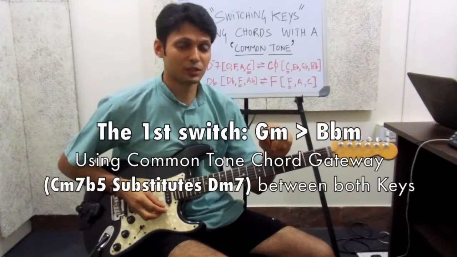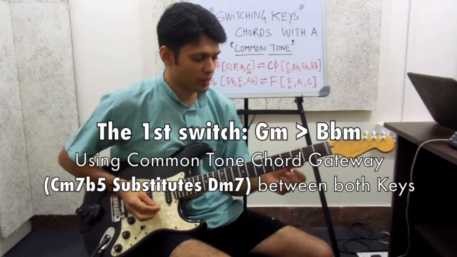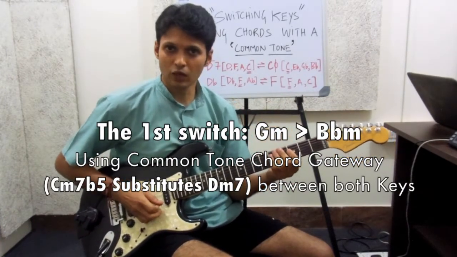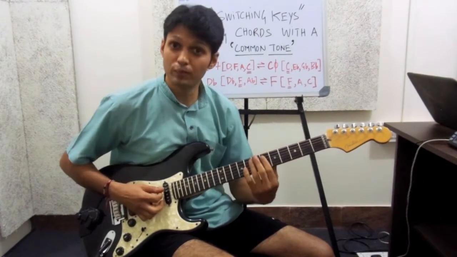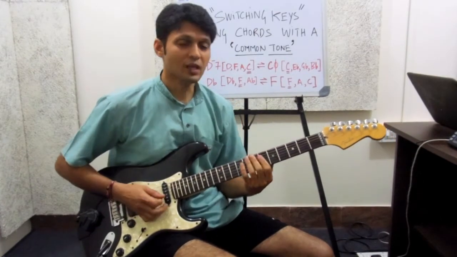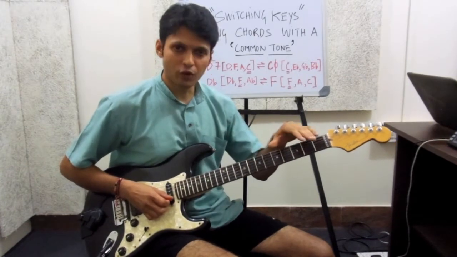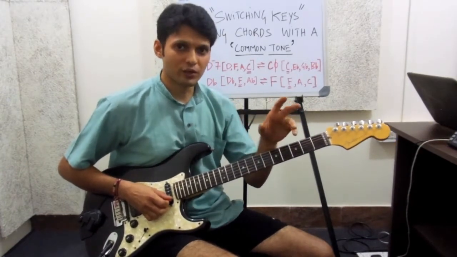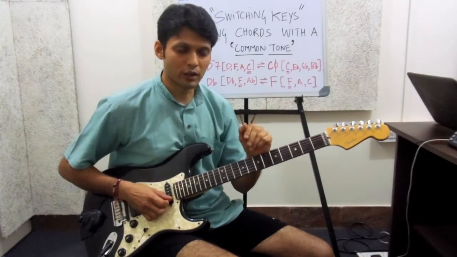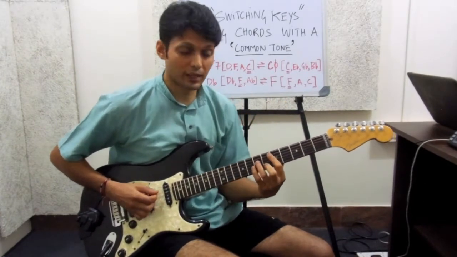Coming back to the example, this piece starts in the key of G minor, and somewhere along the piece it moves towards the key of B flat minor. Now before I get to the point where we do the switch, I'd like to show you the chords along the way on the degrees of the scale so that you get the context. Now the first motive goes something like this.